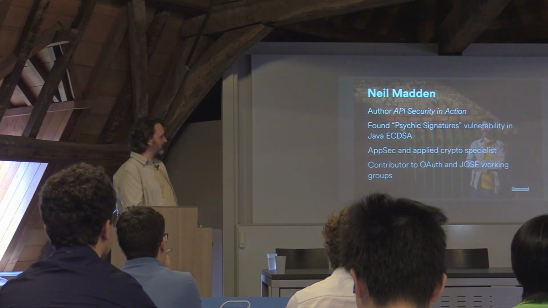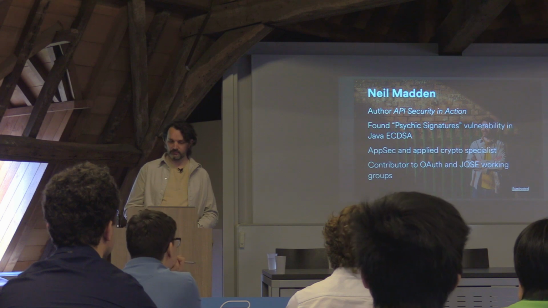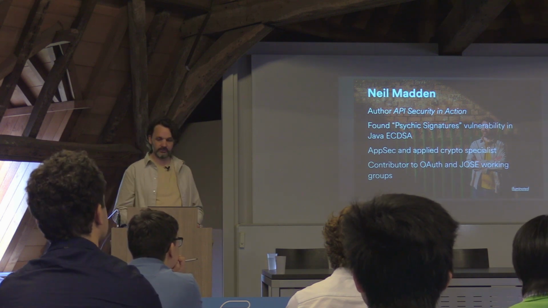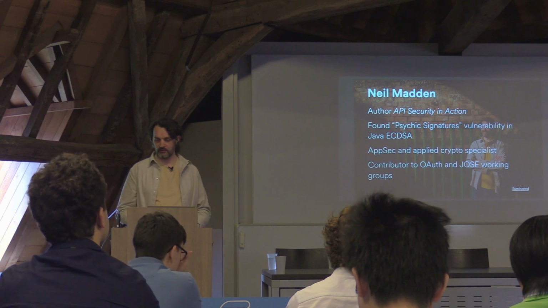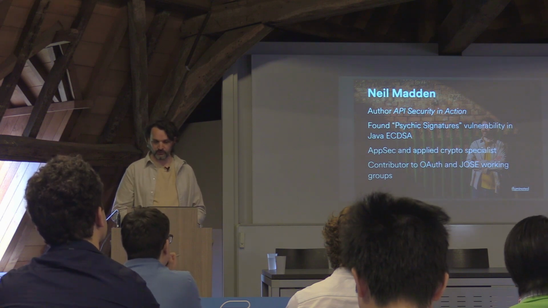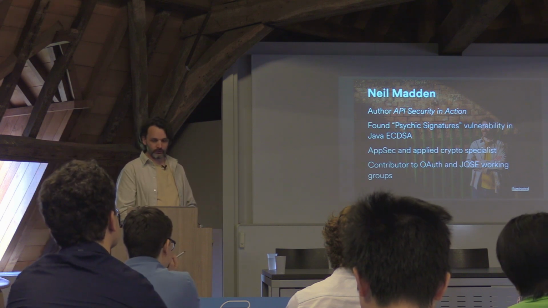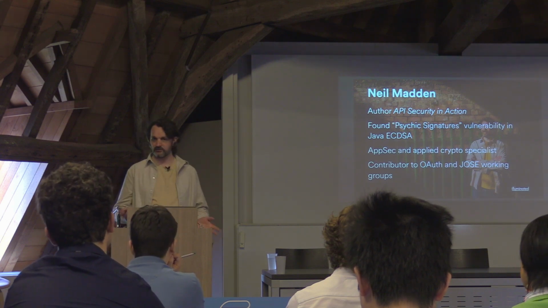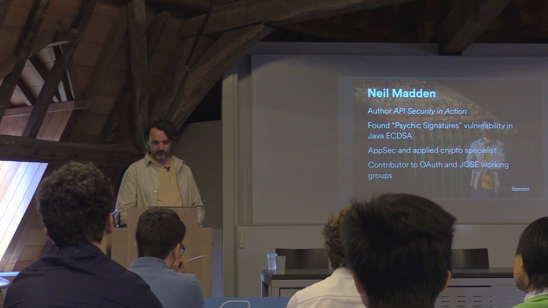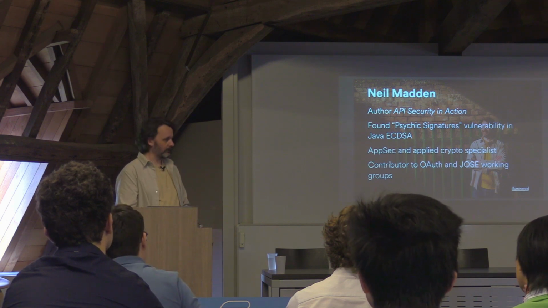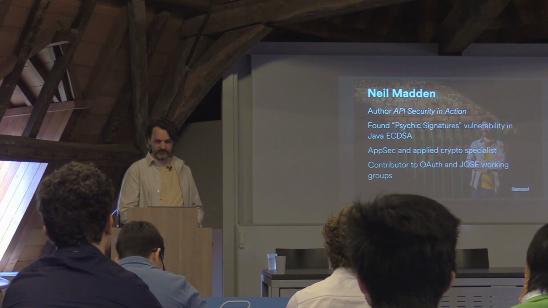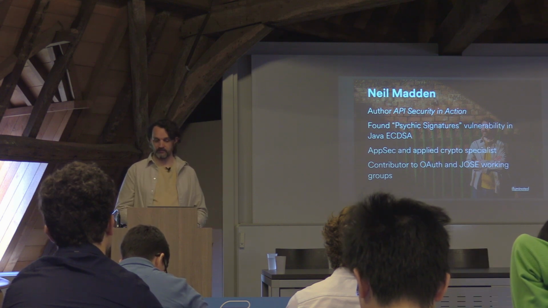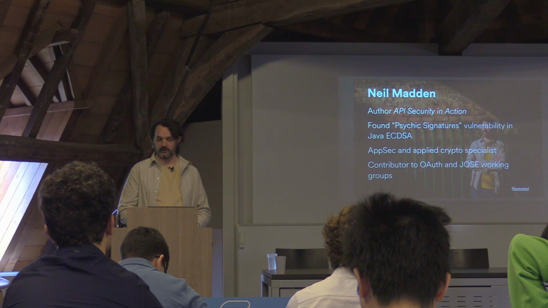So a little bit about me to begin with and why you might want to listen to me on this course. I'm Neil Madden. I'm an independent security consultant, specialising in application security and applied cryptography. I'm the author of a book called API Security in Action, which is all about how to secure your APIs, and covers things like JSON Web Tokens. And I've found a few big vulnerabilities in my time, and I'm also a long-time contributor to the OAuth and JSON Web Token working groups at the IETF.